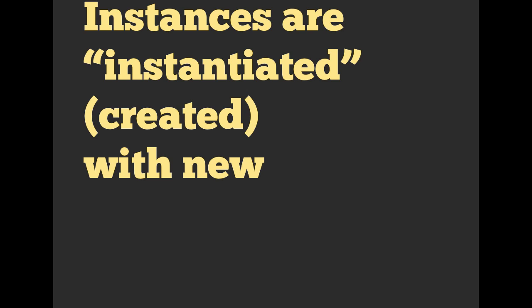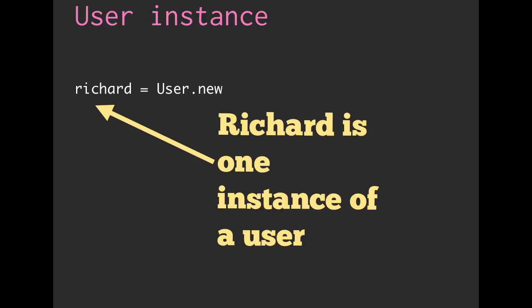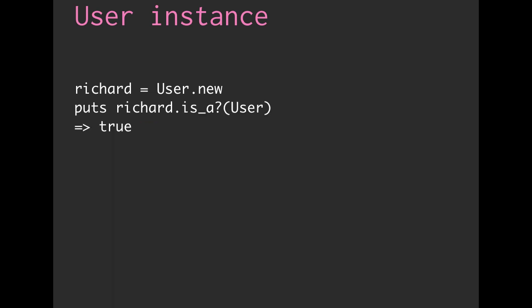I like to think of instances as they are instantiated. I know it's using the same word to describe what it is, sort of. But they are created, instantiated means created, using the new keyword, the new method. So Richard is an instance of user.